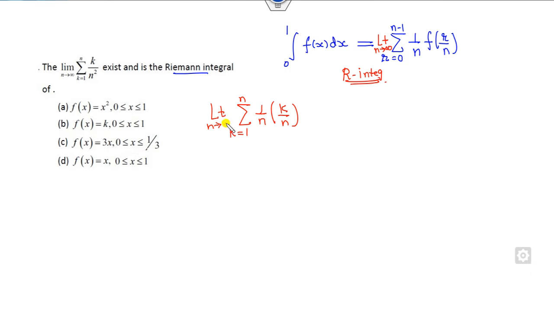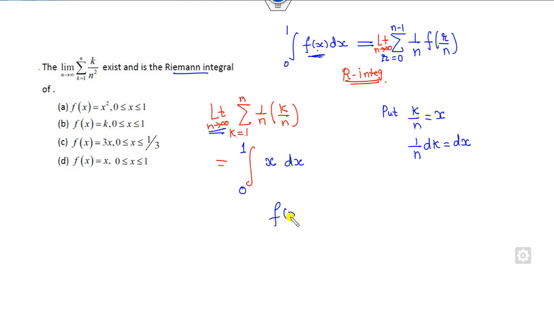Now I can simply use the integration. I put k over n as x, then 1 over n is dx. What are the limits? When k is equal to 1, it's 1 over n, and as n approaches infinity, it's 0. When k is n, it is 1. If you compare, what is f of x? f of x is x over the domain 0 to 1. So D is the correct answer of the problem.